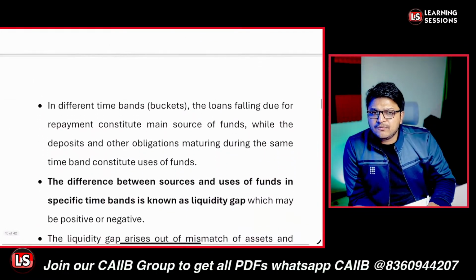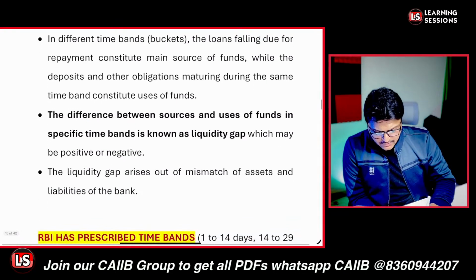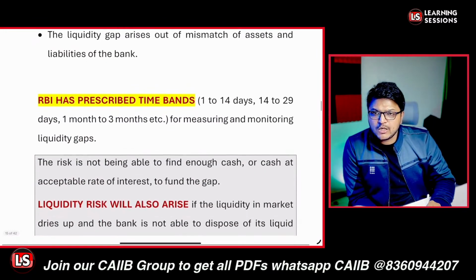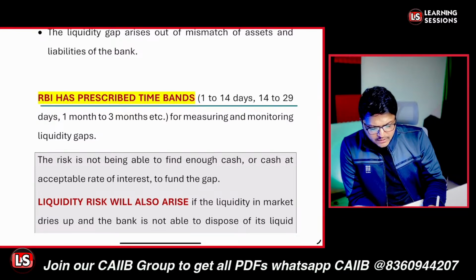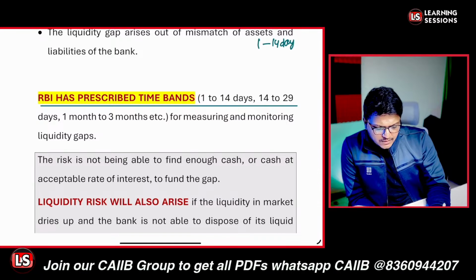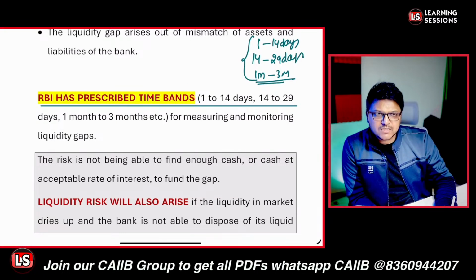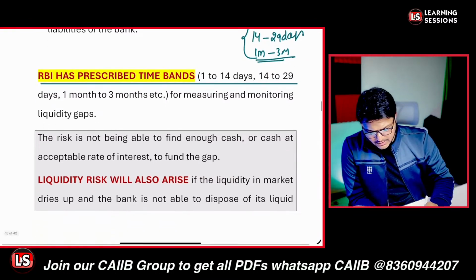Now after that, we do consider different time buckets or different maturities over different time horizons, and we will be learning about it. The Reserve Bank of India has prescribed time bands, like 1 to 14 days, 14 to 29 days, then the 1 month to 3 month band, and so on, right? These are the different bands where we should be managing the liquidity.